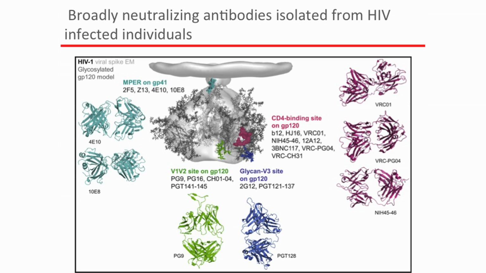This is a diagram from a review from Peter Kwong and John Mascola, and it highlights the four areas of vulnerability on the HIV spike: MPER, where we have a number of antibodies that have been identified, V1, V2, the glycan V3 site, and the CD4 binding site. Here we have VRC01, which I'll come back to in a second.